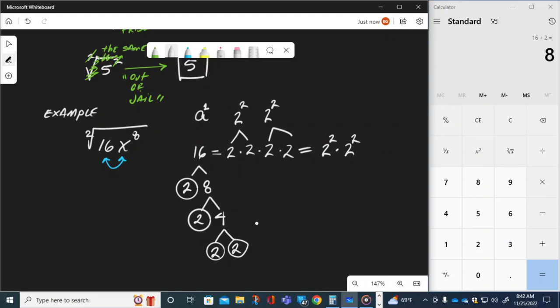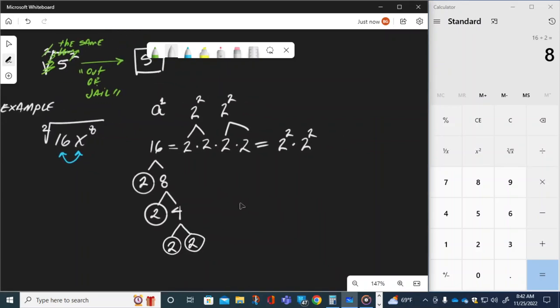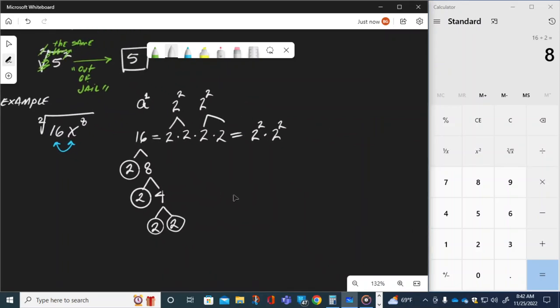Okay? Now you got to take the x. Letters are easier to deal with than numbers. x to the power of 8. If you need a 2, you gotta see how many 2s you can fit in an 8. So watch. 8 divided by 2 is equal to 4. Okay? So watch this.